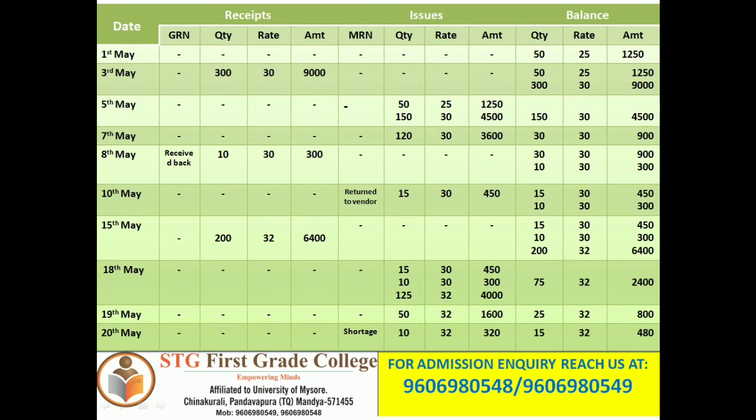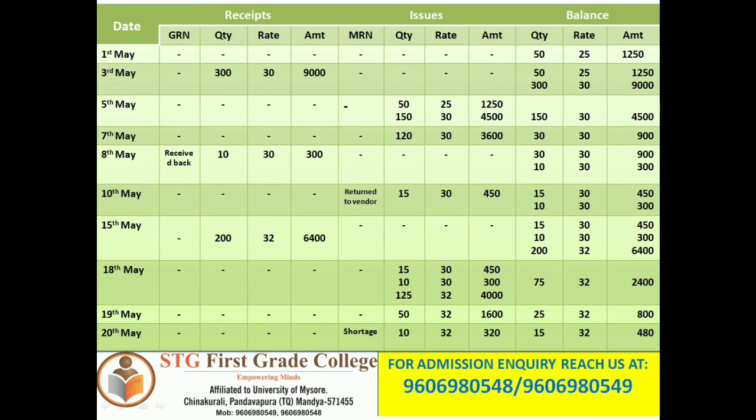So next is on 19th May, receipts GRN nil, quantity nil, rate nil and amount also nil. Under issues, MRN nil, but 50 units has been issued on that day. So 50 units at rupees 32 each, 1,600, and balance 75 minus 50, that comes to 25. 25 units into 32 rupees, so that comes to 800 rupees.